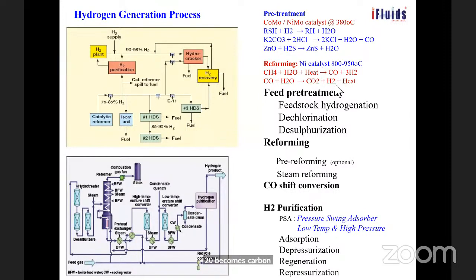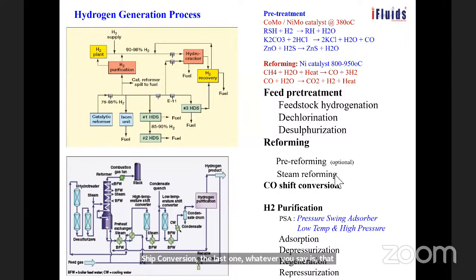So ultimately you get 4 molecules of hydrogen in this reaction. Plus it generates heat also, because here it is exothermic. So this is the general reaction taking place. At the bottom I have given heat treatment, feedstock hydrogenation, chlorination, and desulfurization, and the reforming, pre-reforming, which is optional of course, and steam reforming, and carbon monoxide shift conversion. The last one, whatever you saw, that is called the shift conversion.